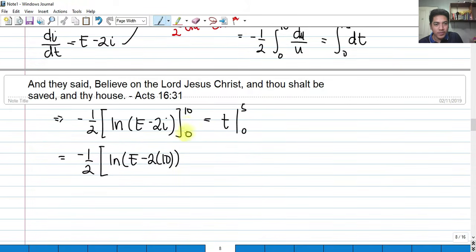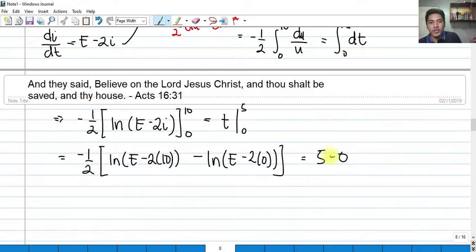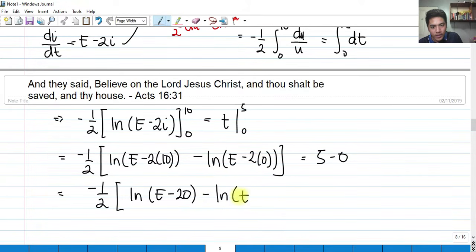Okay, so this is with respect to i. So we substitute the value of the upper limit minus the lower limit: E minus 2 times 10, minus E minus 2 times 0, is equal to 5 minus 0. So, evaluating the limits, we have negative 1/2 of ln(E - 20) minus ln(E), because 2 times 0 is 0, is equal to 5. Okay?